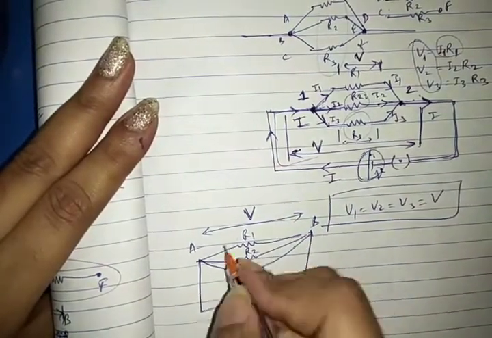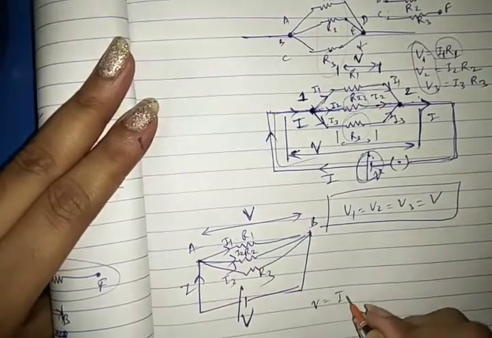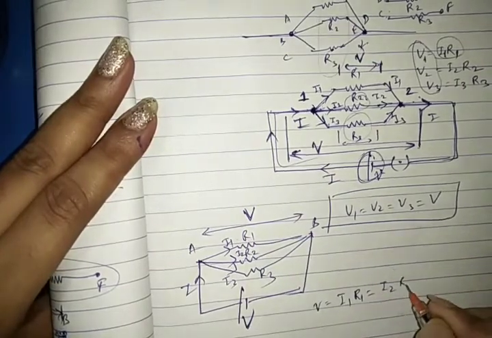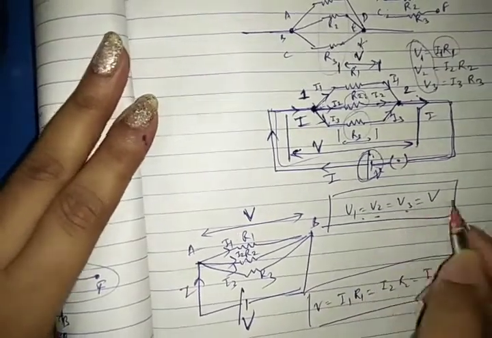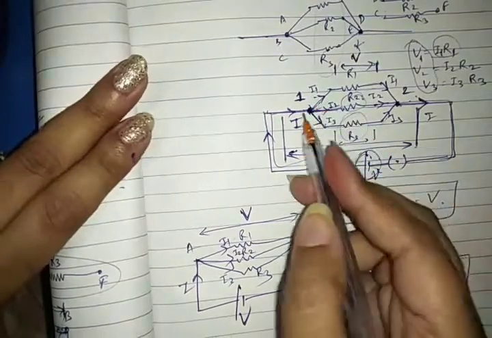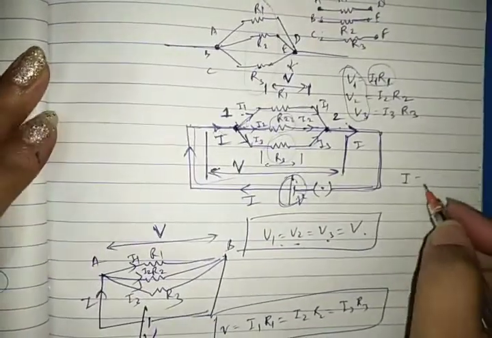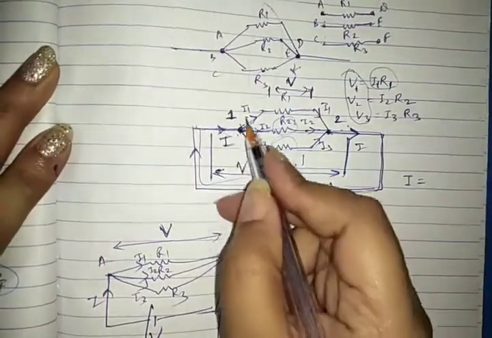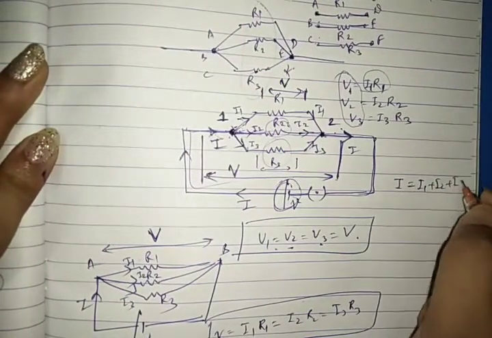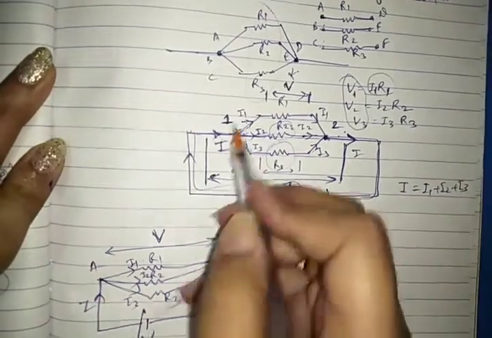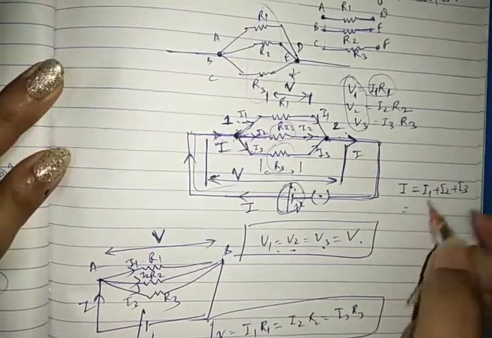So we will get I1 R1 equals I2 R2 equals I3 R3. That means V1 equals V2 equals V3 equals V. Using this, you can see that this current I is split into 3 parts over here. I equals I1 plus I2 plus I3, because this is the net current I, and at this point this net current I is split into 3 parts. So I equals I1 plus I2 plus I3.